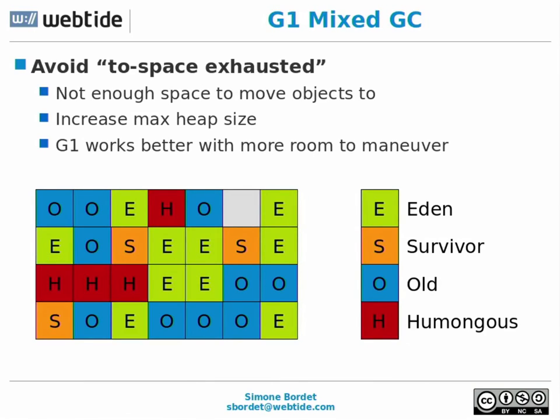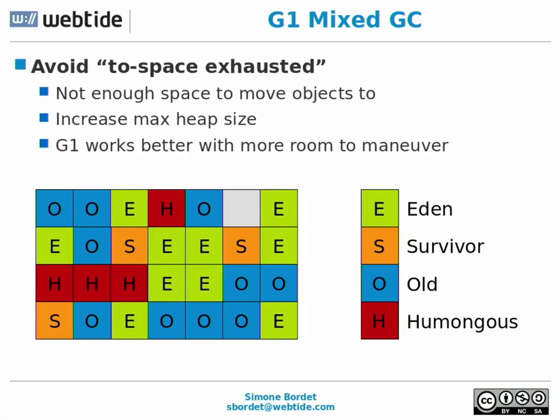The second thing that you have to avoid is what is called to-space exhausted, okay? Imagine you have a heap in this particular situation where you have just one region that is free. And now G1 says, hey, I need to do a young generation collection. Okay, no problem. So let me collect this one, this one, this one, and then figure out the live objects and copy them to free regions, right? But the only free region is this one. What if the objects that I have to copy do not fit in that single region? Then I don't know where to put them.